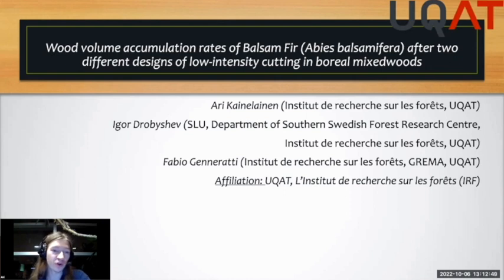The theme is wood volume accumulation rates of balsam poplar after two different designs of low intensity cutting in boreal mixed woods. As we've introduced already to problems of modern forest management, we know that there is a need to diversify the cutting practices, particularly partial cutting. And besides, there is also a need to manage mixed wood forests composed of different species. So today I'll be presenting my results.